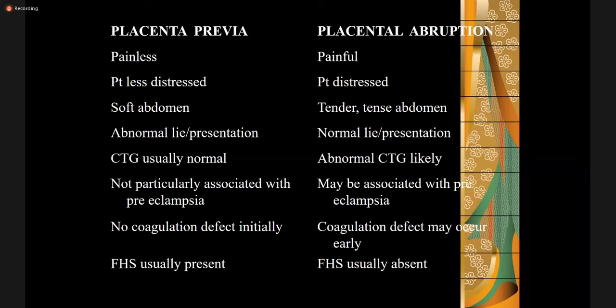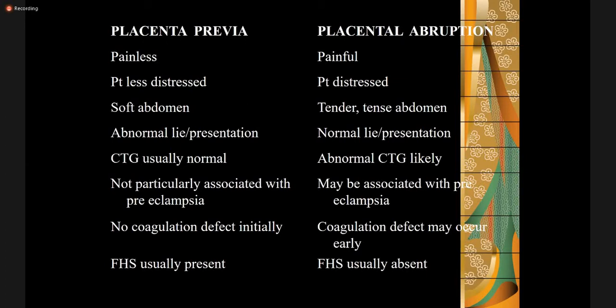Placenta previa may not be associated with high blood pressure or preeclampsia, but in case of placental abruption, always remember this may be a sequela of high blood pressure, uncontrolled blood pressure, or preeclampsia. Those women having PIH and not taking their medicine properly may develop placental abruption. So this is one of the risk factors for abruption.